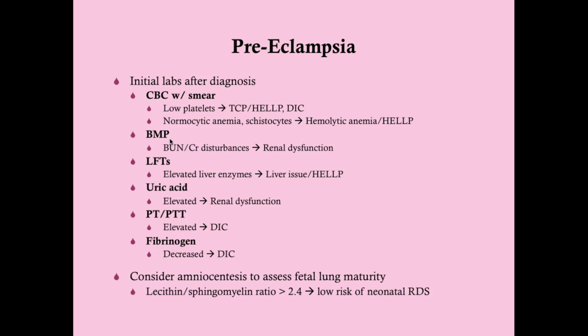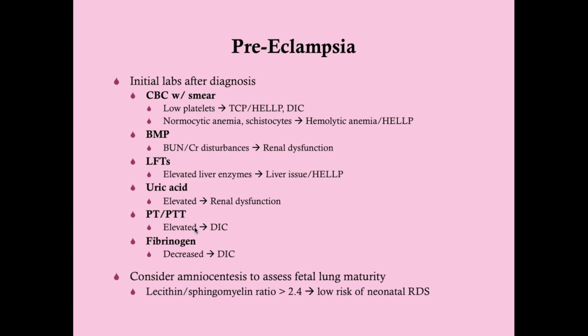Okay, the BMP, what does that tell us? Well, when we look at the BUN creatinine level, if that's disturbed, it points to renal dysfunction. And acute renal failure is a criteria for, if you have that, it's severe preeclampsia. Liver function tests, elevated liver enzymes. That is a criteria for severe preeclampsia. It also is a criteria for HELLP syndrome. Uric acid level, if it's elevated, it points towards renal dysfunction.